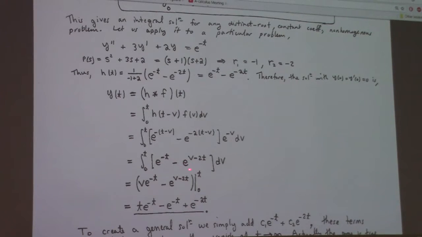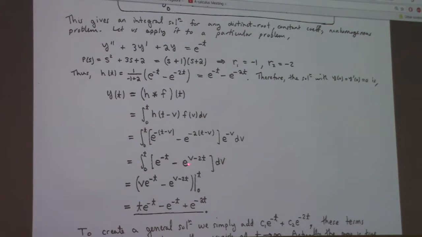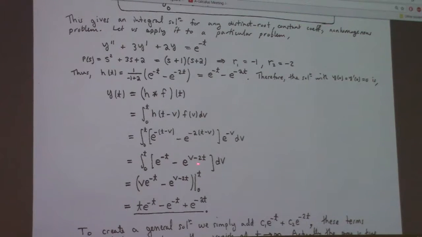This is not a constant with respect to v. Well, this is the same as e to the v times e to the minus 2t. So e to the minus 2t is like a constant here. So basically, this would be something like e to the x plus 3 integrated with respect to x. You get e to the x plus 3. That's what this is like. But anyway, the integration's here, and evaluate from 0 to t. Check it out. Multiplication by t right there.